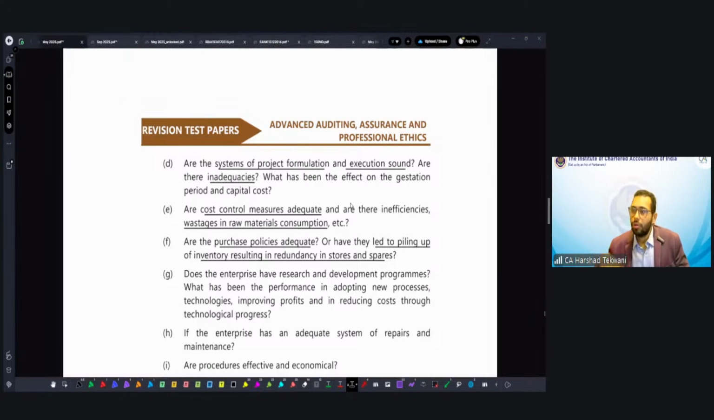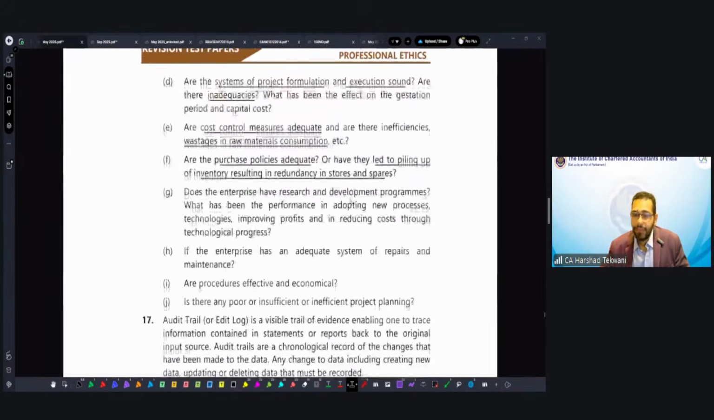If you purchase more, then what is your consumption? That means it will pile up in the inventory, and over time that will become obsolete or slow moving or non moving, that you have to write it off. Okay, so is it such kind of thing? Then whether they have an adequate system of repairs and maintenance. Okay, do you have any effective procedures, or are procedures economical? The questions that we ask in the performance audit.